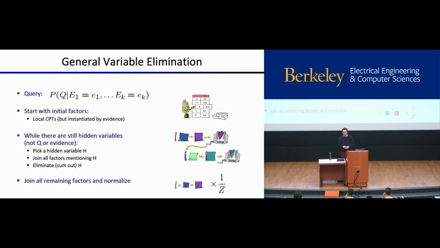Okay, so here's the general view of it, right? We have some query variable or multiple query variables. We have a bunch of evidence variables, these E's, E1 through K. And we might have some hidden variables that we don't necessarily care about. We will initialize everything with our local conditional probability tables. We'll instantiate that by the evidence. So if there are any rows that are not consistent with the evidence that we have, we're just going to push those out of our tables.